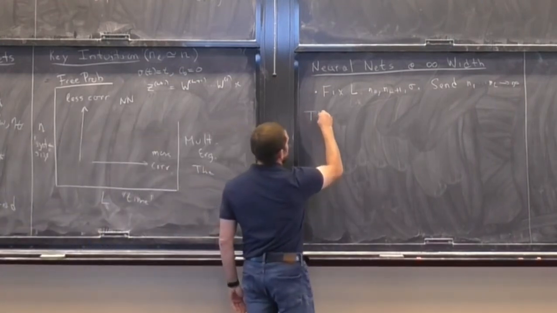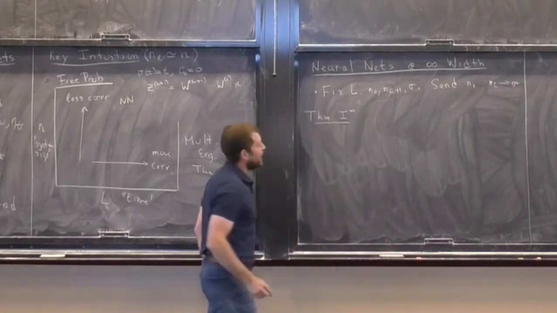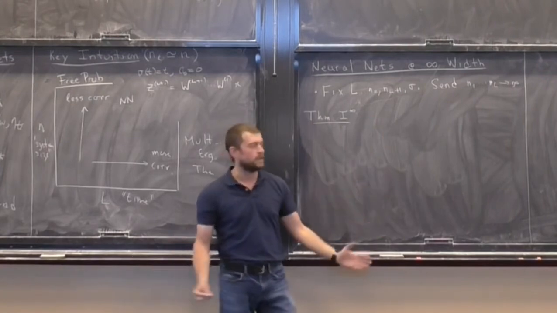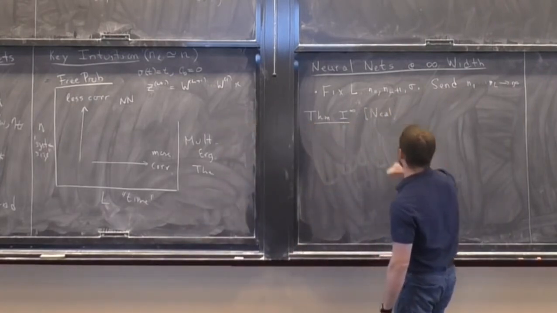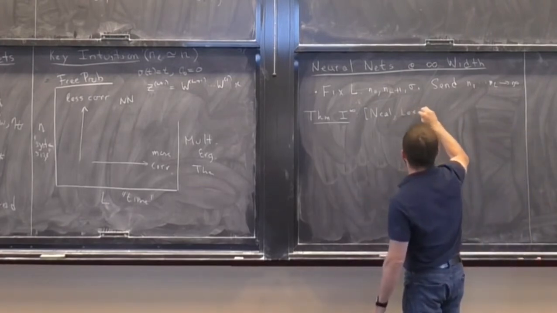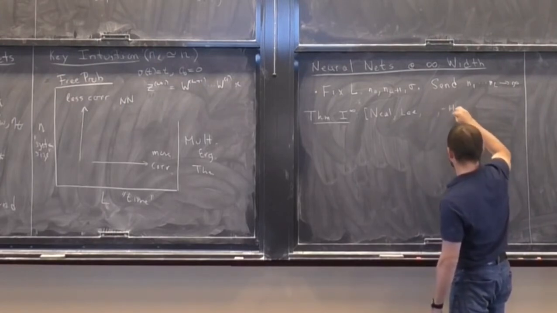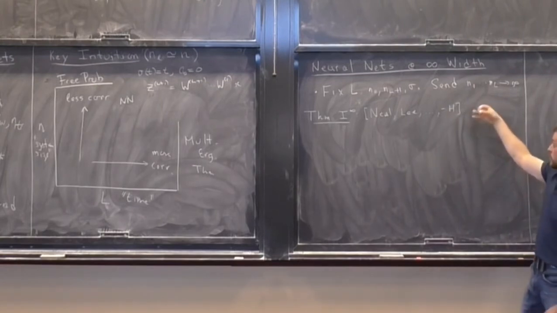The first theorem, I'll call it theorem I infinity. It's a very non-standard notation. I stands for initialization. This is going to be at the start of training at infinite width. That's all I mean. This theorem has a long history. It goes back at least to the work of Radford Neal in the 90s. Then there was work by people like Jaehoon Lee, lots of other people, and very recently something by me, where I wanted to prove a universality result.